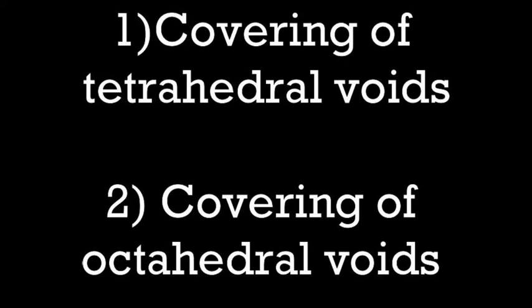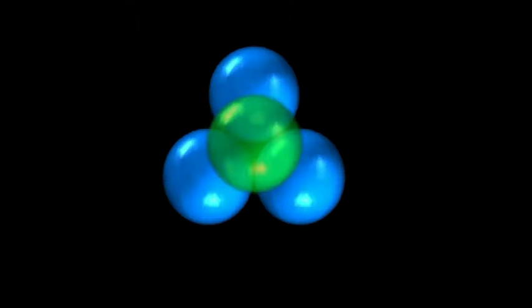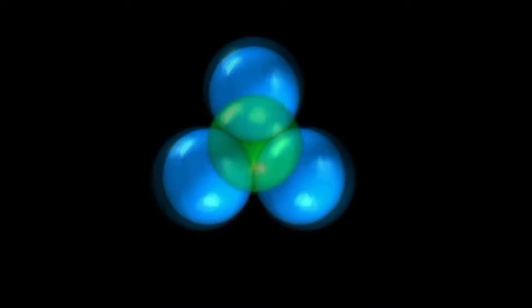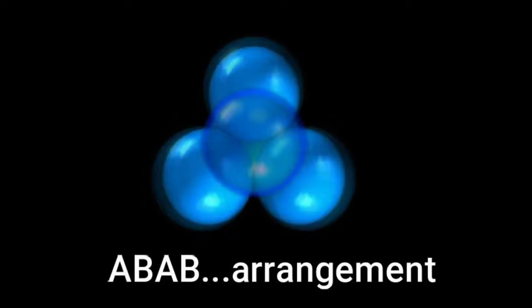When the third layer is placed above the second layer, there are two possibilities. First, covering the tetrahedral voids. Second, covering the octahedral voids. Covering tetrahedral voids: the tetrahedral voids of the second layer may be covered by the spheres of the third layer. The spheres of the third layer are exactly aligned with those of the first layer. This AB-AB type pattern is called the hexagonal close packed structure.